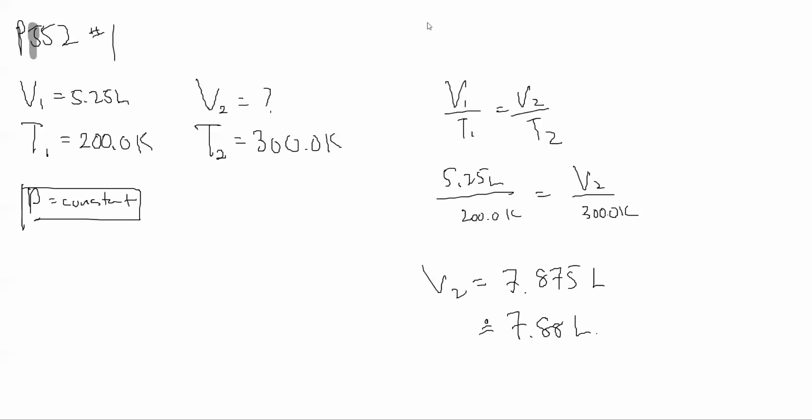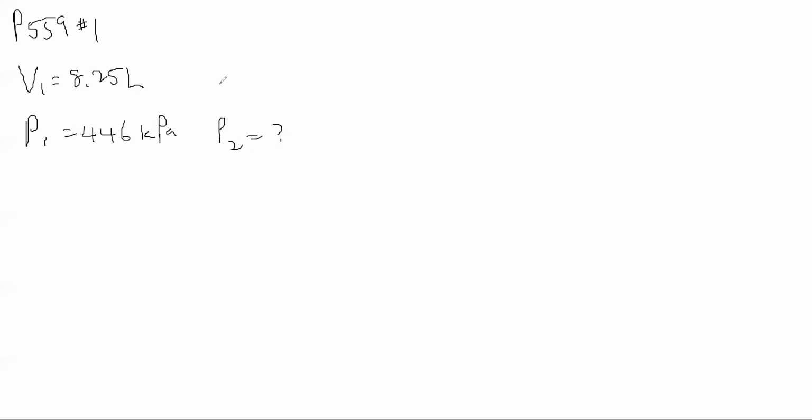Let's try page 559. Number 1. Helium gas has a volume of 8.25 liters. So again, volume automatically initially is 8.25. Pressure is 446 kPa. What pressure must be applied if I want to change the volume to 12 liters?